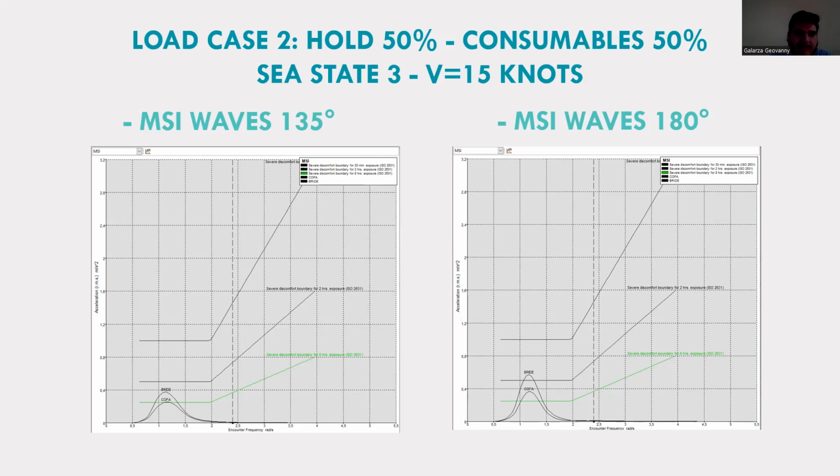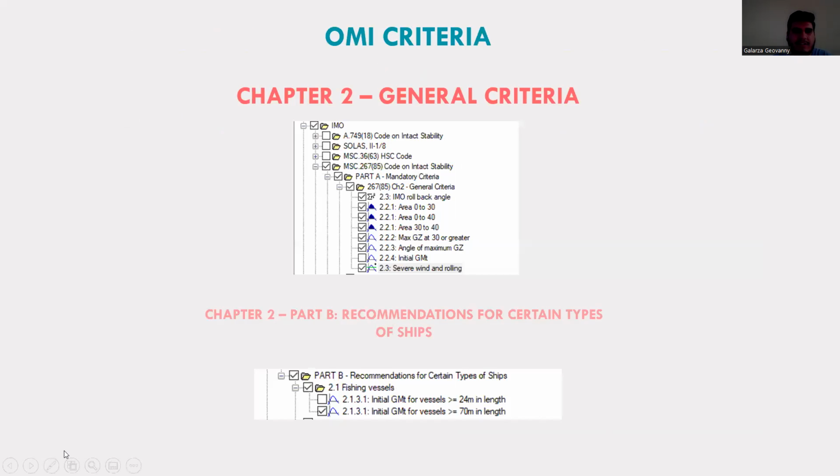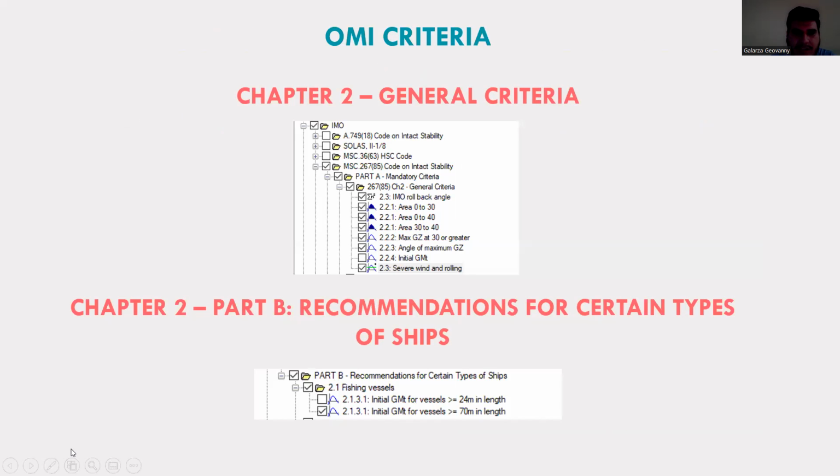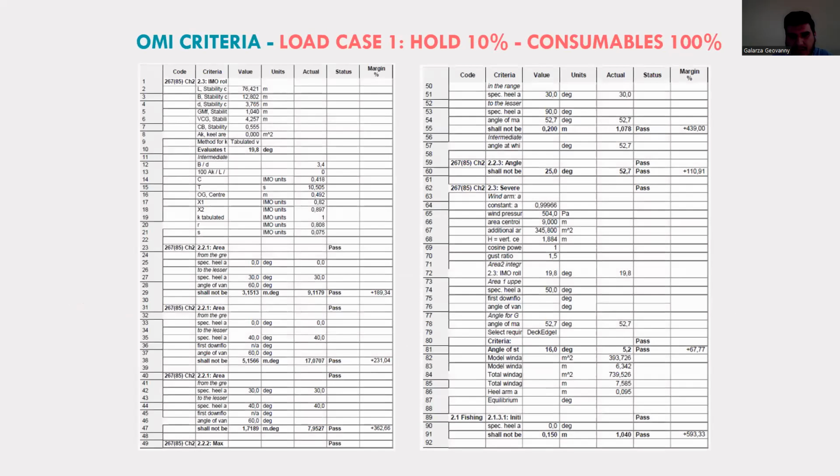And finally, we just check the IMO criteria. For that, we use chapter number 2, the general criteria of intact stability, and the recommendation for fishing vessels of part B of the IMO code. And it passes all the parameters. It's shown in the next table, but we should summarize that.